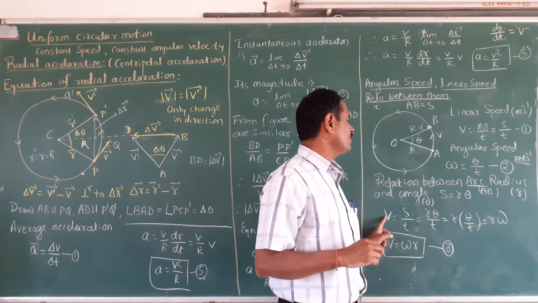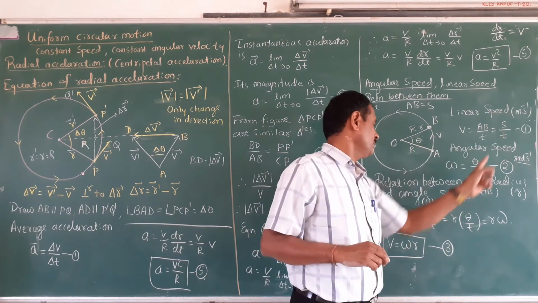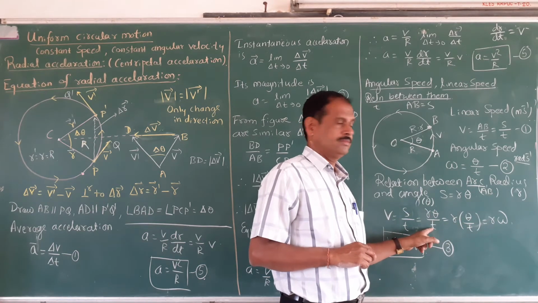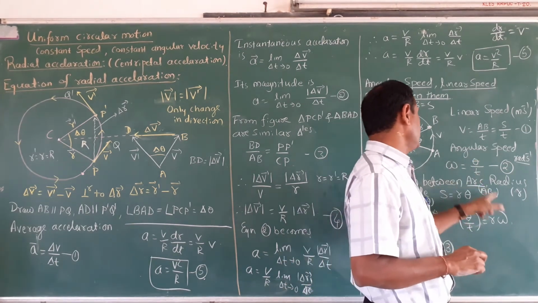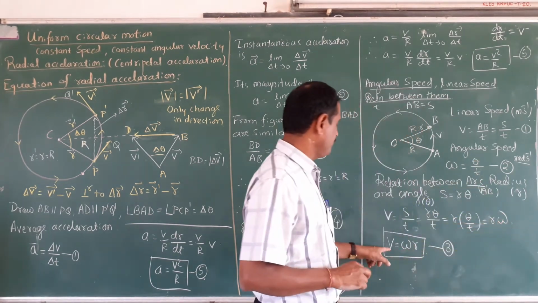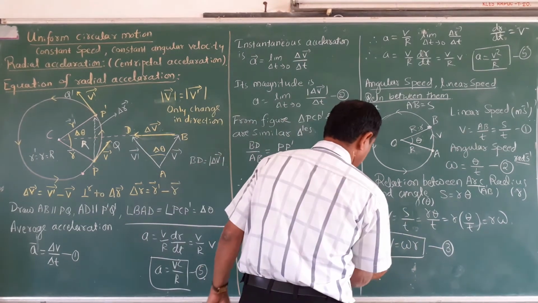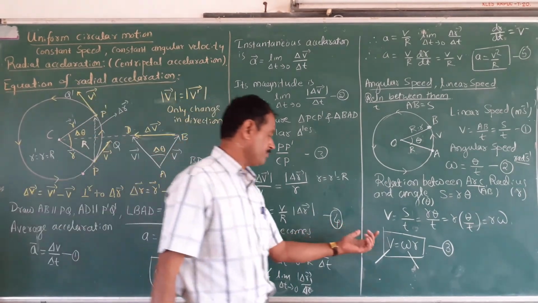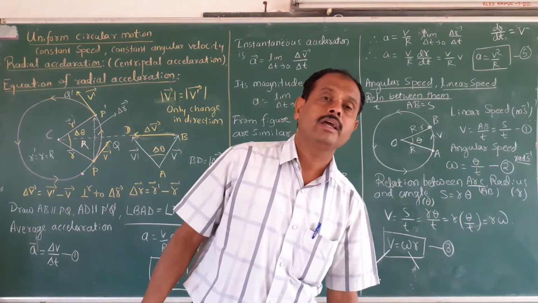Now V is equal to S by T. But S is equal to R theta, so V is R theta by T, which is R into theta by T. But theta by T is omega. Therefore V is equal to omega R. It is the relation between linear speed and angular speed. It is a very important point.